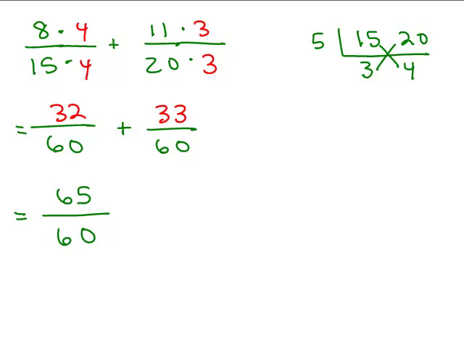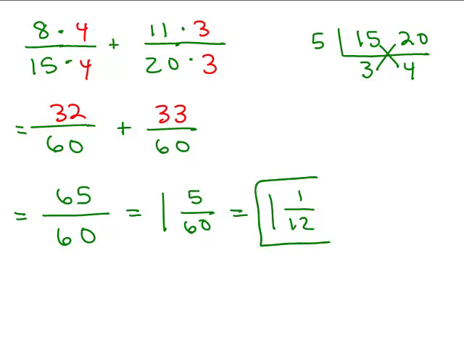So you can either reduce it first and just leave it that way, or you could change it to a mixed number and reduce, or you can reduce it and then change it to a mixed number. This is pretty simple to change to a mixed number because it's easy to do 65 divided by 60. It goes in one time with 5 left over. So then I could just reduce 5/60. And 5 goes into both of those numbers because they end in 0 or 5. So if I divide the top by 5 and the bottom by 5, I have 1 and 1/12.